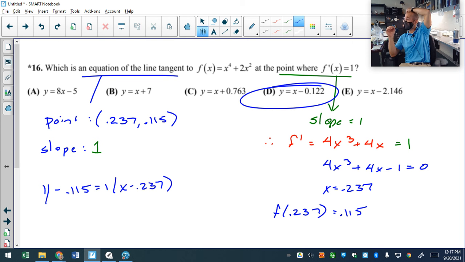This one's not as bad, especially since you could have gone brute force. By the way, eliminate A right off the bat because it doesn't even have the right slope. Once you establish that the slope needs to be 1, A is gone. And then you could graph f of x and then one at a time graph each one of the 4 and just see which one happens to give you a tangent to the original function. And that would work, which is kind of what you're doing.